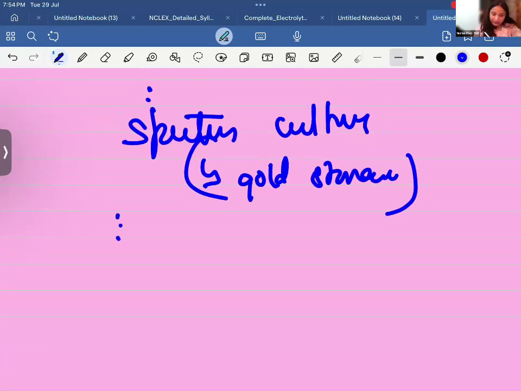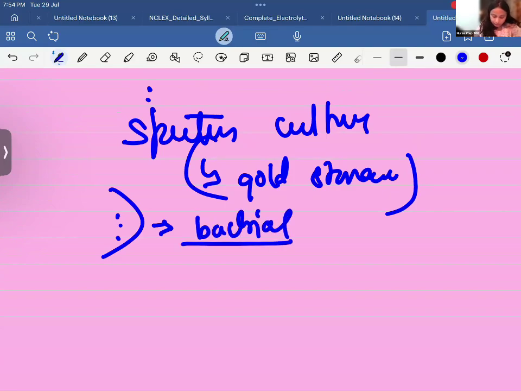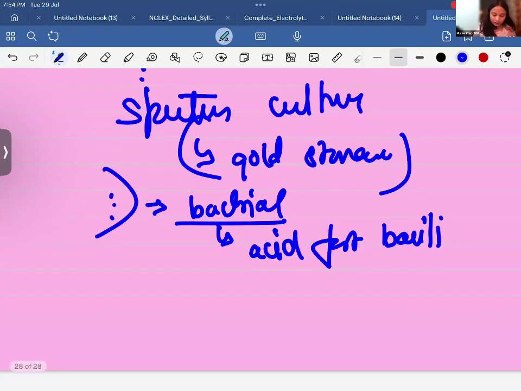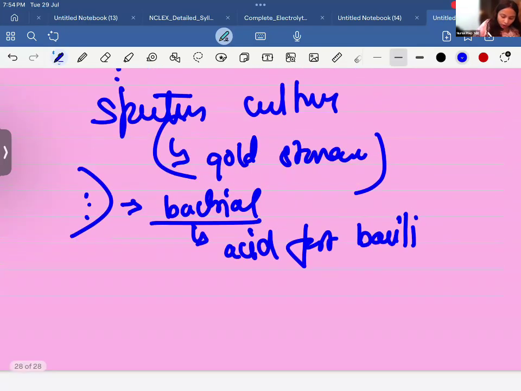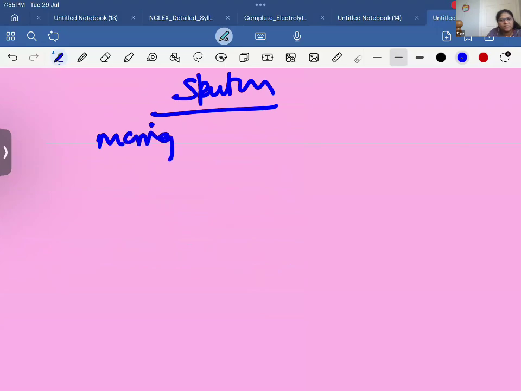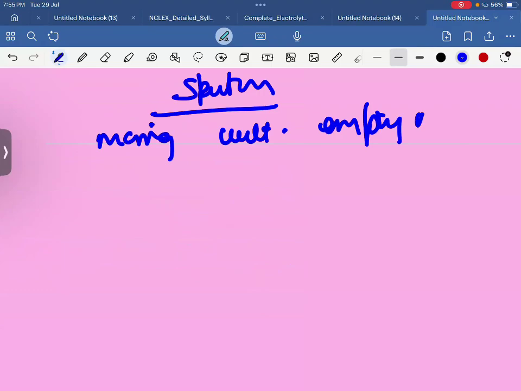Let's talk about some of the bacteria characteristics. You have to just know it. That's why I'm telling you. The bacteria are acid-fast bacilli. Like they take the stain. So you have to always take sputum. How will you take sputum? Early morning, morning culture, empty stomach, fresh sputum.